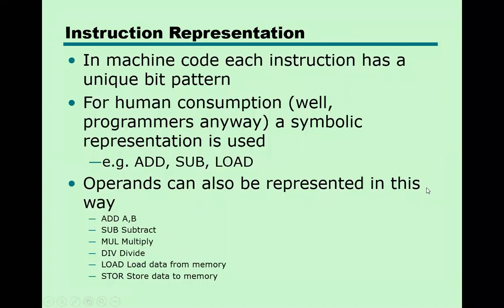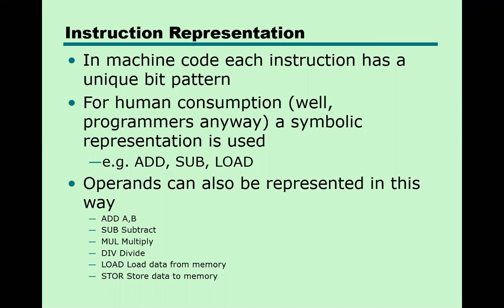It's actually how we represent the instruction. In machine code, each instruction has a unique bit pattern. Obviously, every instruction should have a unique bit pattern so that the computer can identify it. In machine code, it is in the form of binary. So for add, there is one unique code. For subtraction, maybe one unique binary code is available.